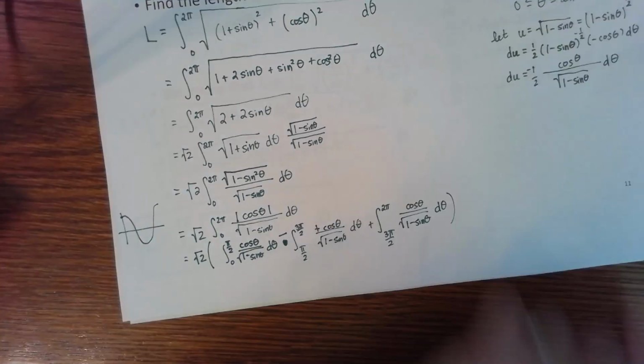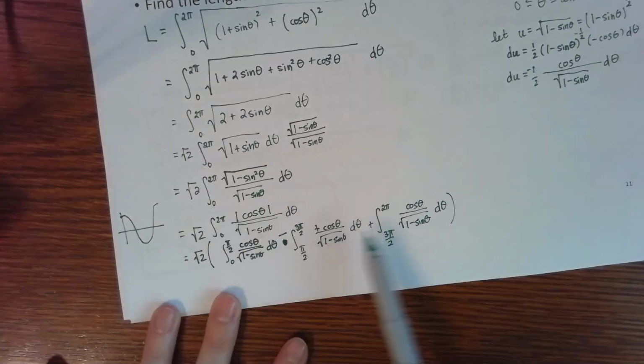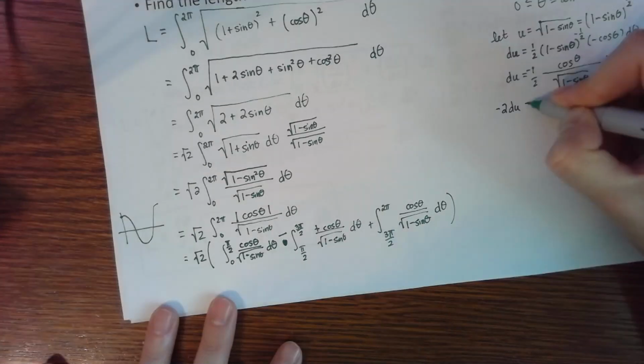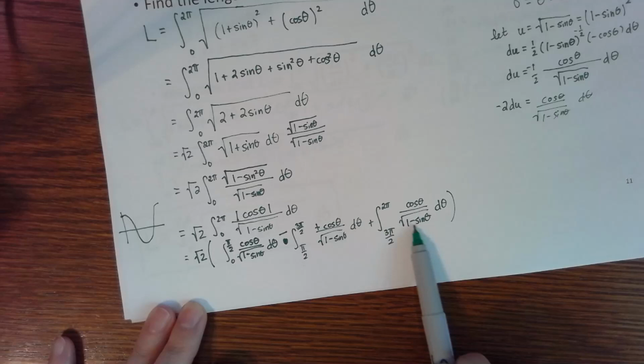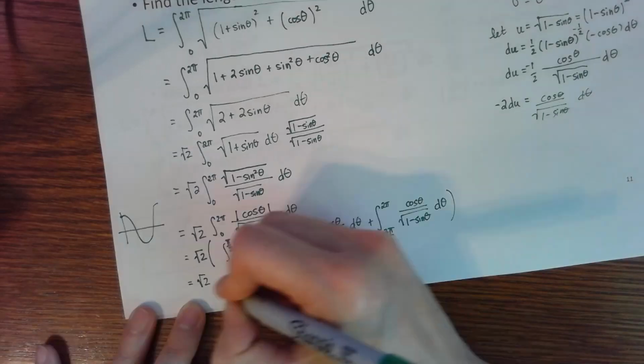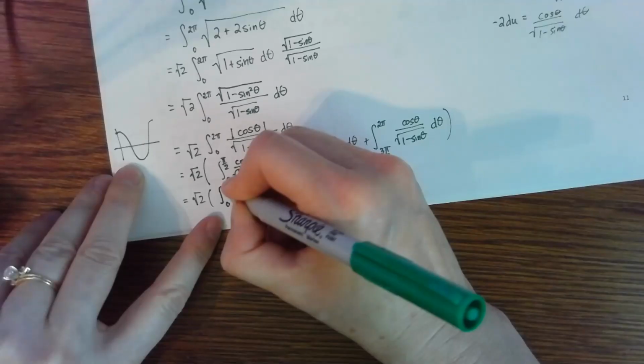Okay. So what's really nice about that is we basically have this right here, and here, and here. If I just multiply both sides by -2, I would have -2 du equals this cosine theta over square root of 1 minus sine theta d theta. So in all of these, for cosine over square root of 1 minus sine theta, I can just substitute in -2 du. Alright, so let's go ahead and do that. So that'll be the integral from 0 to pi over 2 of -2 du.